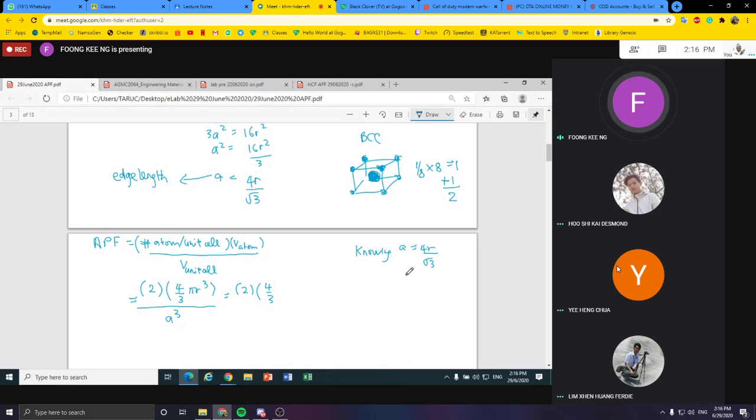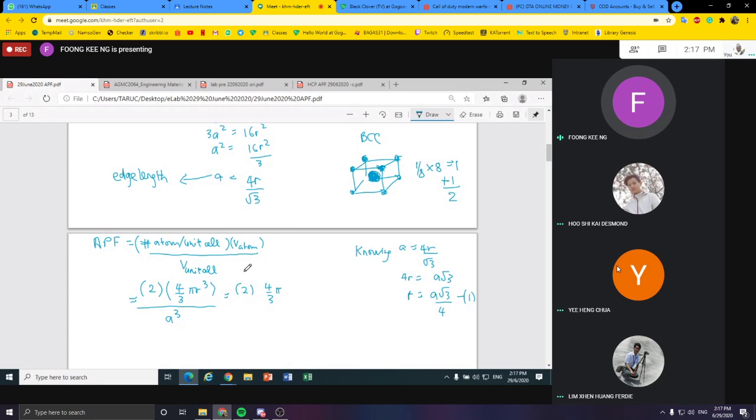So I make R the subject. R equals A root 3 over 4. Replace it. Let's call this equation 1. Ganti. So let's put it here.